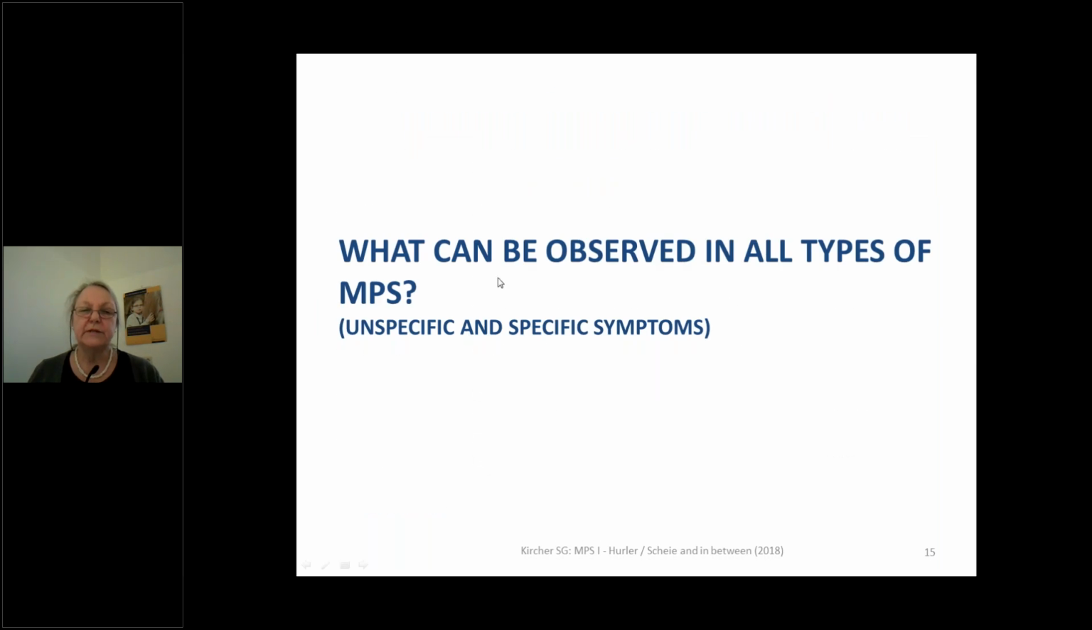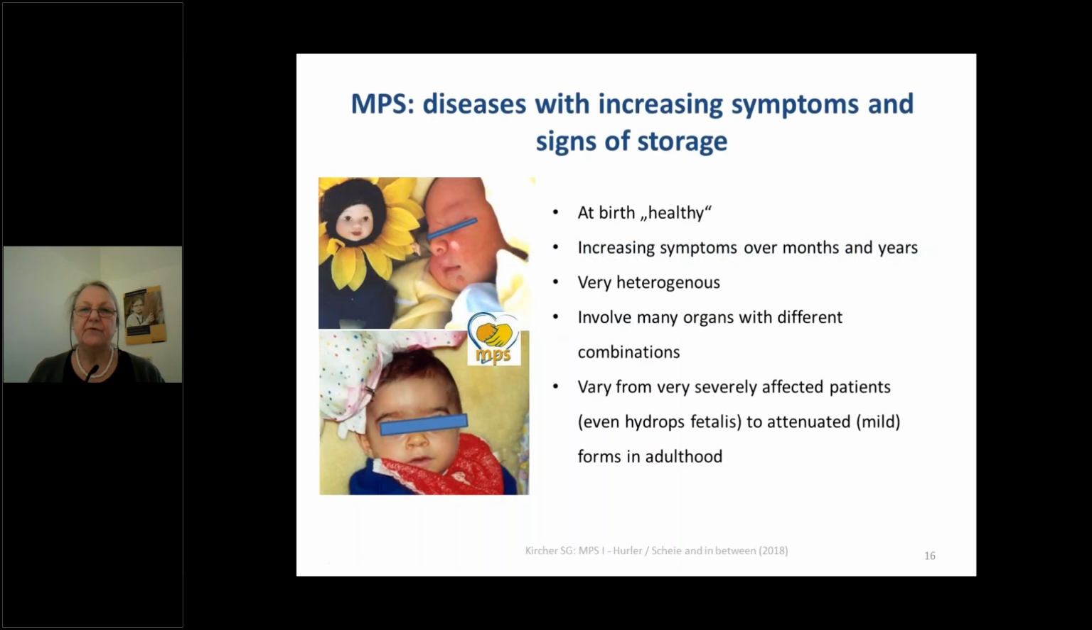What can be observed in all types of MPS and of course in MPS I? At the beginning you have a very healthy and really nice baby, but with increasing age you have increasing symptoms, and these symptoms start over months or years, and they affect different organs, and it can vary from very severely affected patients, even with a hydrops fetalis, to attenuated or mild forms in adults.